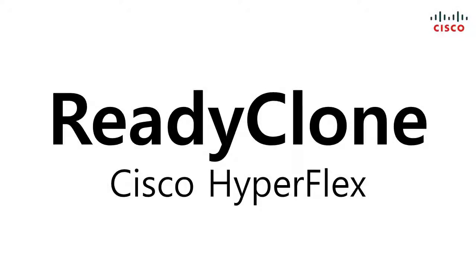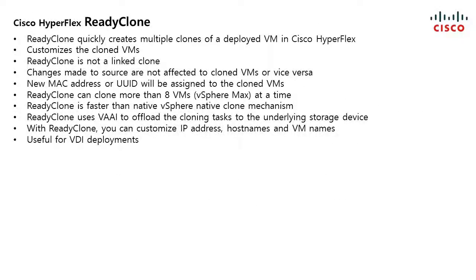In this video, I'm going to show you how to quickly create multiple clones of deployed VMs in Cisco HyperFlex using the ReadyClone feature. ReadyClone can also customize the clone VMs, which can then be used as standalone VMs. Now, this is not a linked clone because changes made to ReadyClone VMs do not affect the source VM from which the ReadyClone VMs have been cloned. Also, if you make any changes to the source VM, the ReadyClone VMs will not be affected by those changes. So the MAC address and UUID of the ReadyClone VMs are different from those of the source VM.